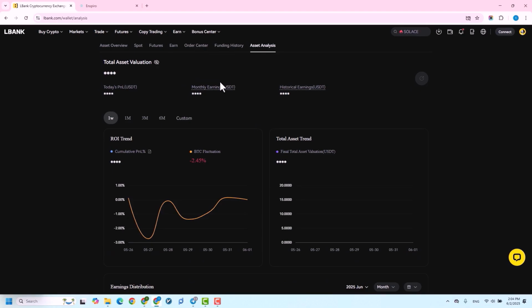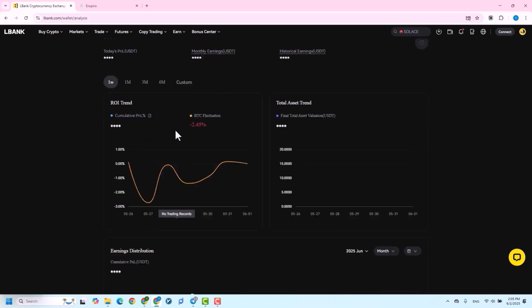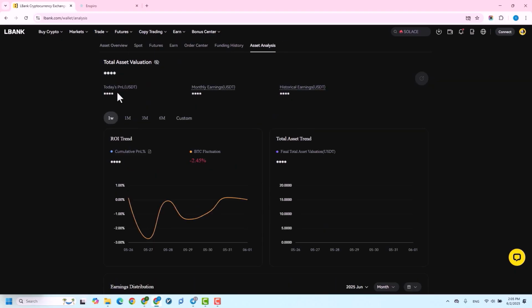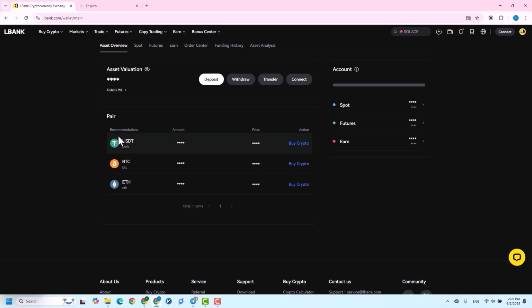In this section, the total value of your assets is displayed, broken down by markets and token type. Here, your realized or unrealized profit or loss for today is shown. This information is useful if futures trading is enabled or there are price changes in spot trading. And in this section, your main asset list is displayed. Amount shows your balance of each token, price is the current market price for that asset, and action refers to options such as transfer, trade, or withdrawal.